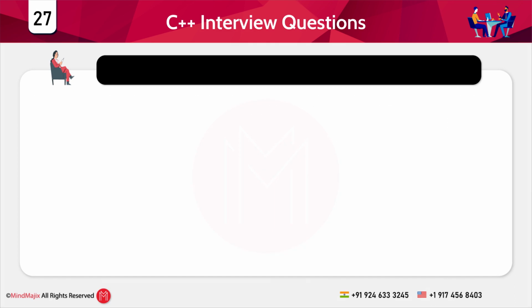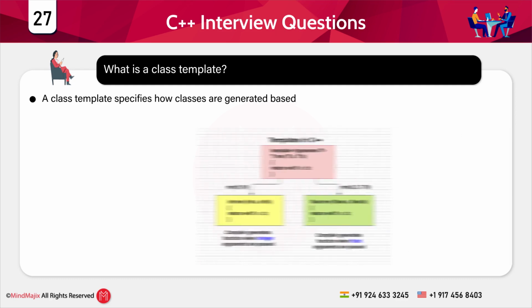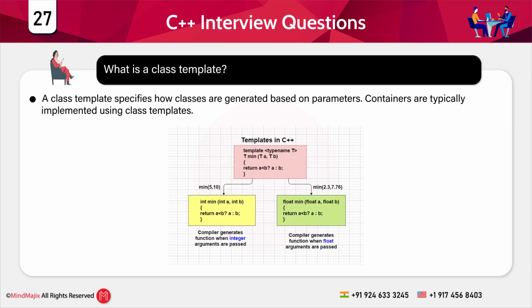The next question is, what is a class template? A class template specifies how classes are generated based on parameters. Containers are typically implemented using class templates. A class template is created by providing it with a set of types as template parameters.